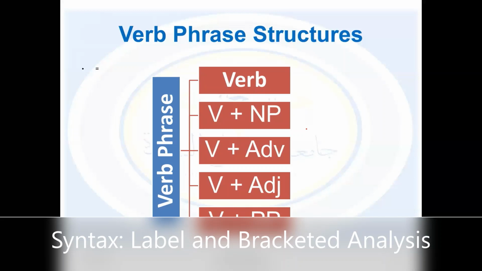The last, or the fifth, verb phrase structure includes verb plus prepositional phrase. For example, she traveled to London. Here we think of traveled as a verb, and to London is what? Prepositional phrase. Okay? Good.